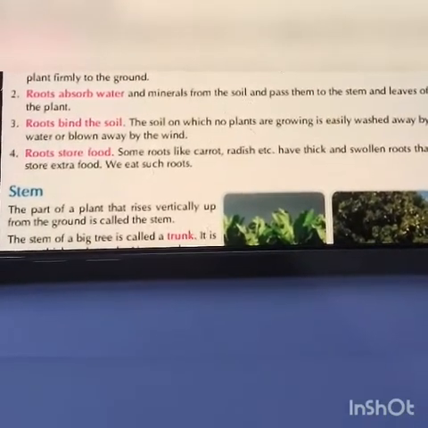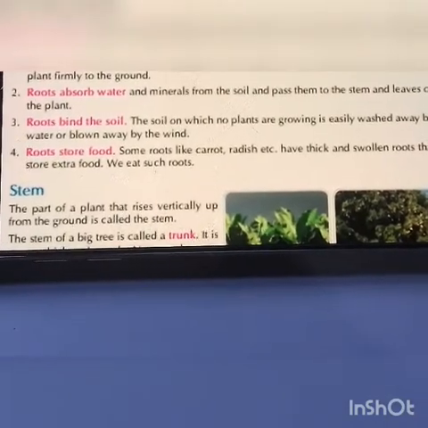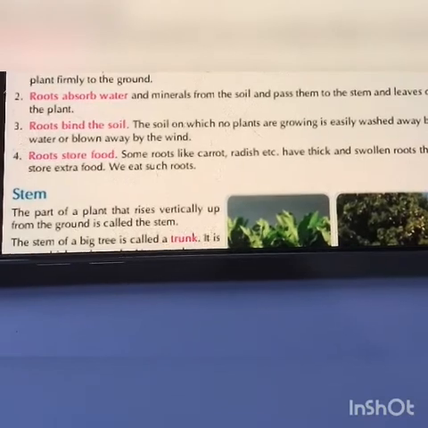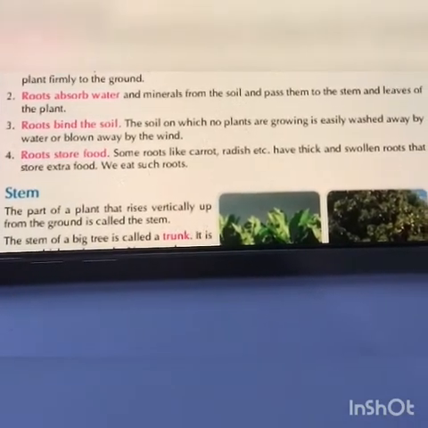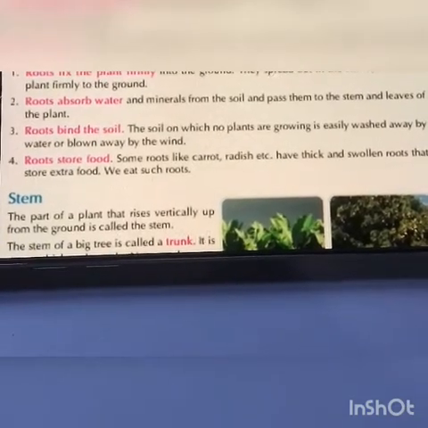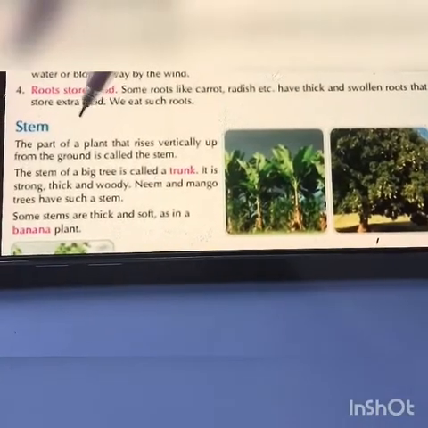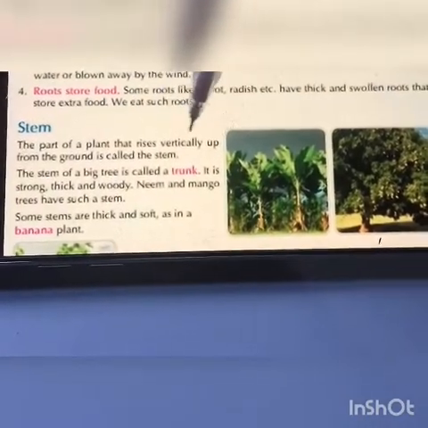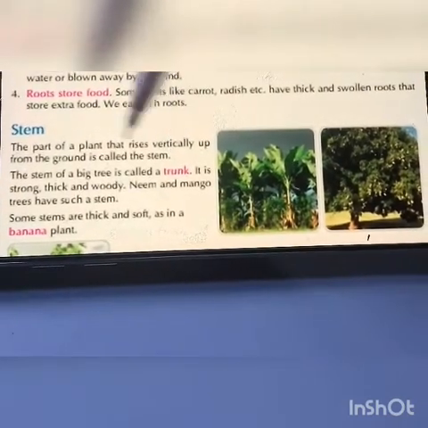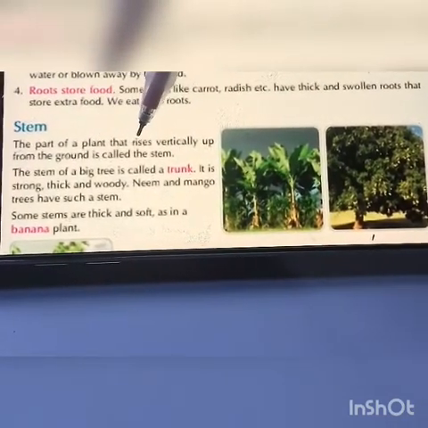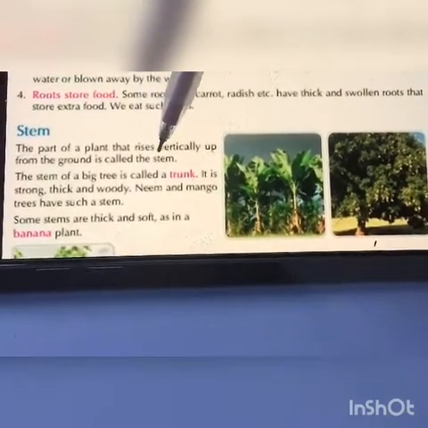Now we will move again to the shoot portion. Shoot is that part of the plant which is above the ground. It contains stem, branches, fruits, flower, bud, leaves, etc. Let's start with stem. The part of a plant that rises vertically up from the ground is called the stem. This portion is called stem.